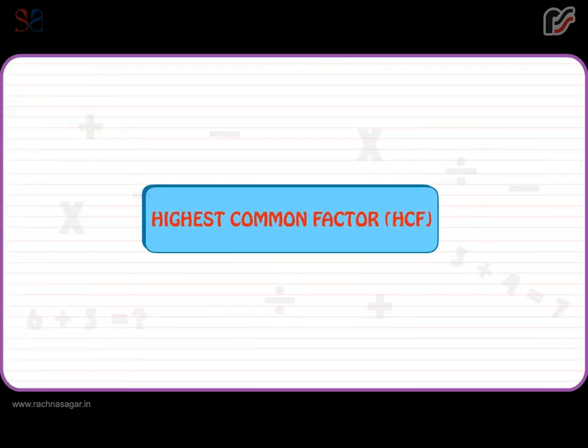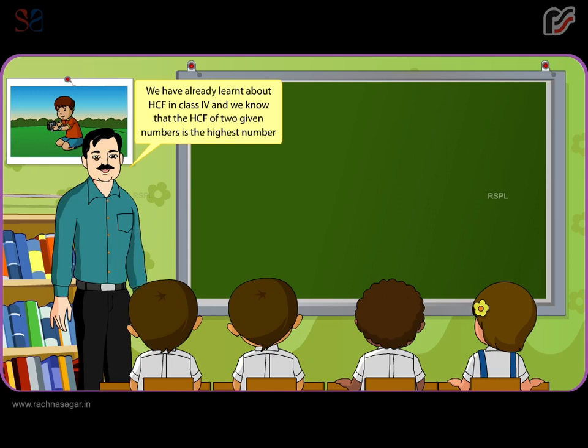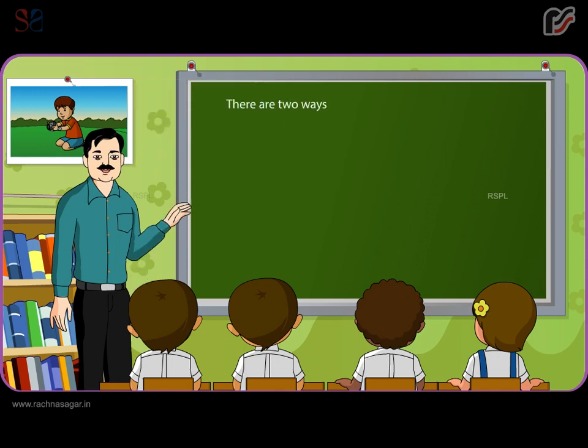Highest common factor, HCF. We have already learned about HCF in class 4, and we know that the HCF of two given numbers is the highest number that divides the given numbers exactly without leaving any remainder. There are two ways to find the HCF of given numbers. 1. Prime factorization method. 2. Division method.